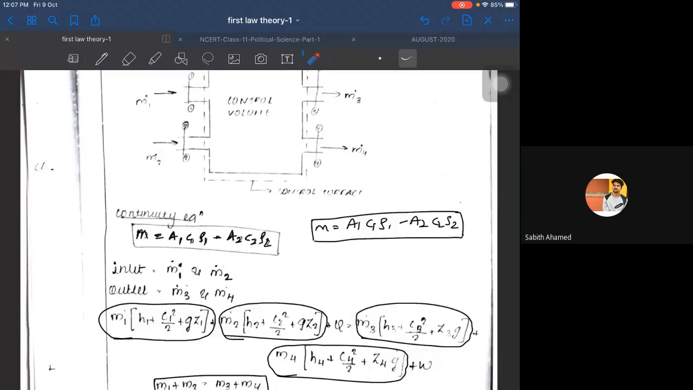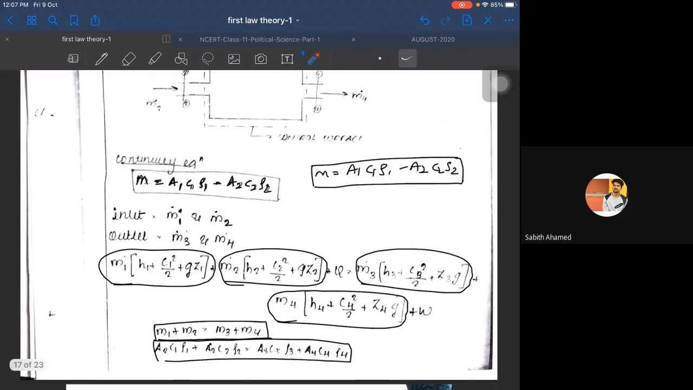You can even use this particular expression for mass flow rate. You know that the mass flow rate is given by area into velocity into density. Here the velocity is taken as C. That's why it is A1 C1 into rho 1, which gives you the mass flow rate. So M1 plus M2, the inlets, should be equal to the outlets. Inlets are M1 and M2, outlets are M3 and M4. That's why M1 plus M2 should be equal to M3 plus M4.